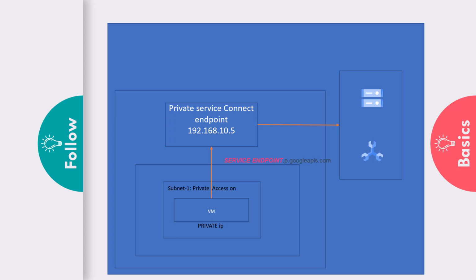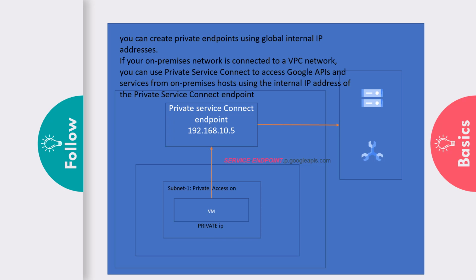So the endpoint URL should be service-endpoint.p.googleapis.com. The service should be the service that you're pointing to. For example, if I want to use Cloud Storage, then the service would be replaced by storage, and the endpoint can be any random string. The advantage of this is that you can create private endpoints using a global internal IP address.